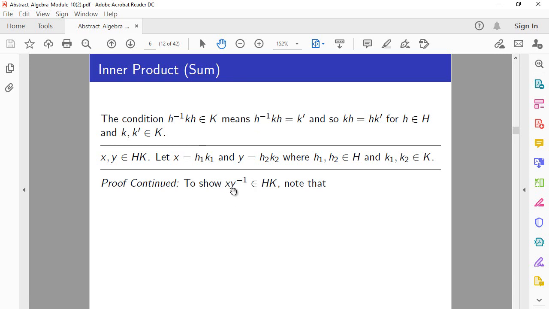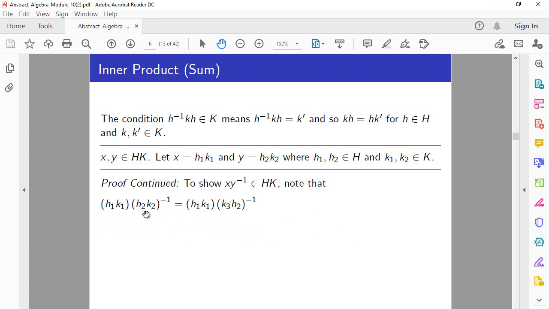So again, we want to show that XY inverse is in HK. To do that, we first observe the following. So XY inverse, that means X is H1K1 and Y is H2K2. So I'm basically writing XY inverse here. Now H2K2 inverse is equal to what? Well, remember G is not abelian, so the inverse here would be equal to, oh sorry, I'm not applying the inverse yet. So I have H1K1 times H2K2 inverse.